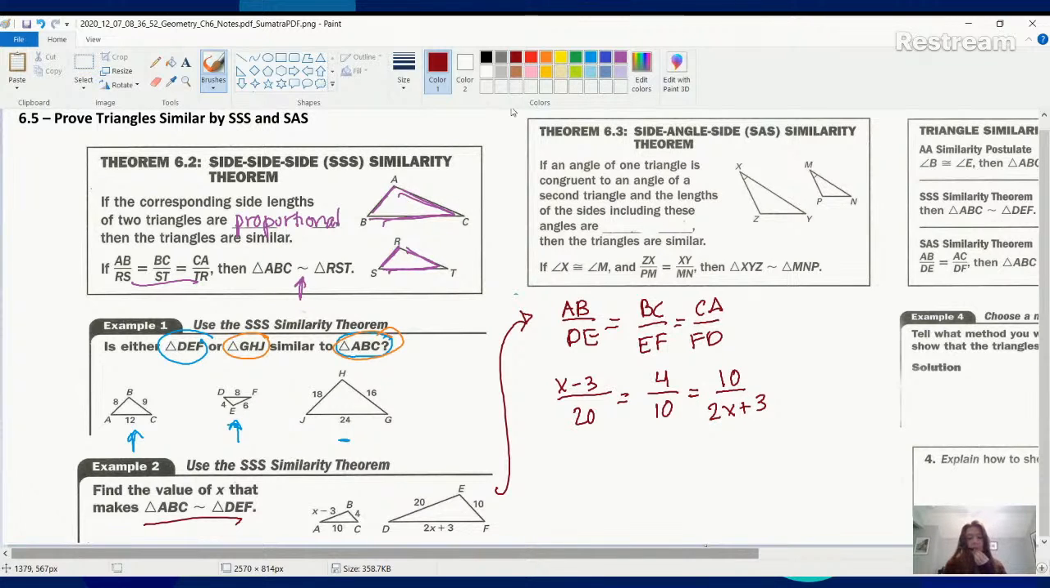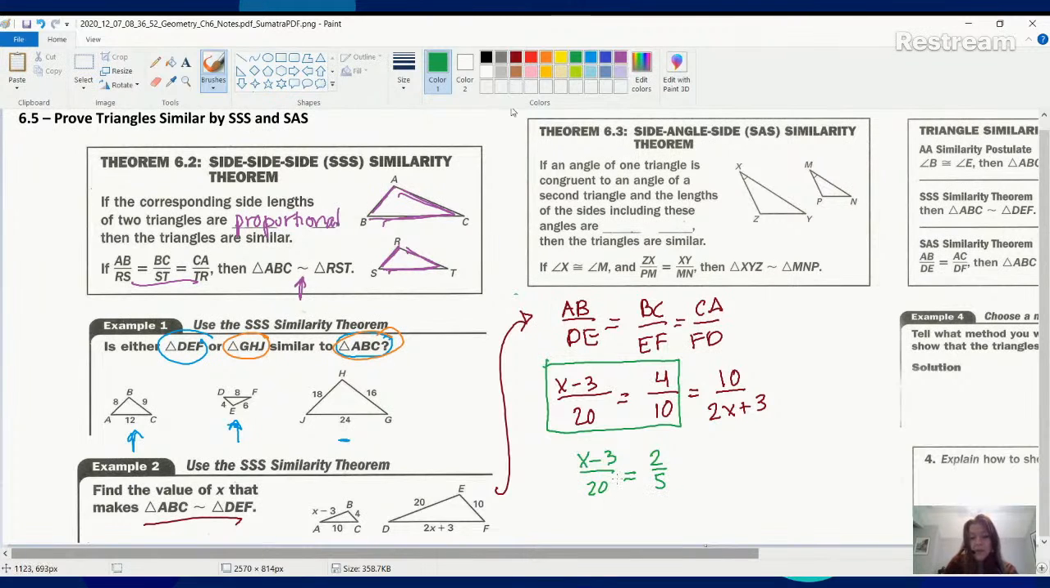Okay, so now I want to figure out what value of x makes this true. What you'll notice here is we've got this proportionality statement, but if I pull out 2 of the terms, then I have a proportion. So I'm going to solve for x using just this first part here. x minus 3 over 20 equals 4 over 10. Well, I'm going to make it even easier and make this 2 over 5.